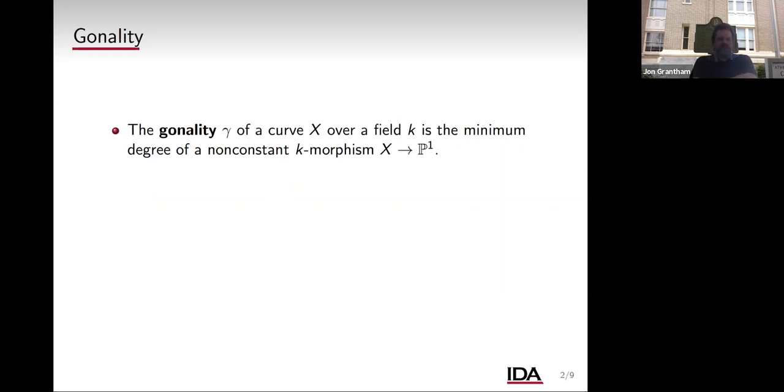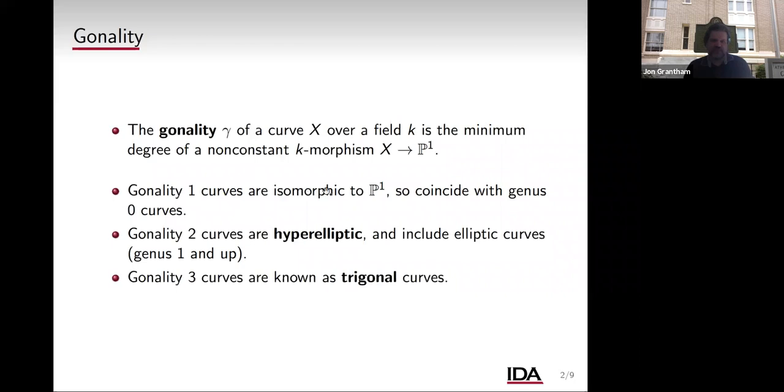And the gonality gamma of a curve is the minimum degree of a non-constant k-morphism onto the projective line. And if you haven't seen this before, maybe that's a jumble of words, but thinking about the first few small gamma sort of brings it into perspective. If you have a gonality 1 curve, that just means there's an isomorphism to the projective line. So those are your conics, your genus 0 curves.